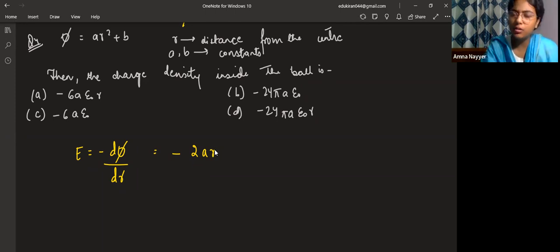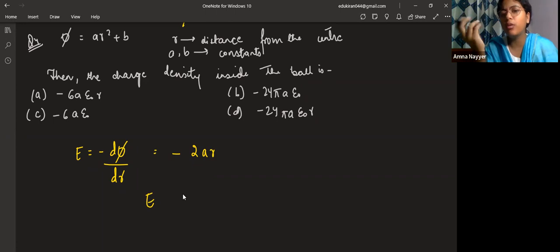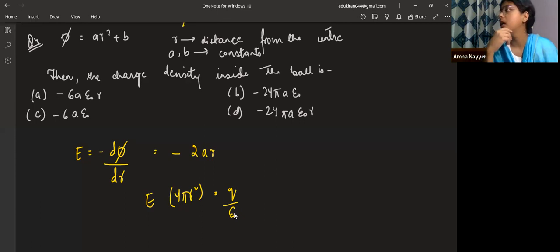Now you will apply Gauss theorem. Fine. So when you apply Gauss theorem, you will have the value E dot S. So you can write E times S. Now surface area S is going to be what? 4 pi R square, right? Because a sphere is given to you. So this area will be 4 pi R square. This is equal to Q divided by epsilon naught.